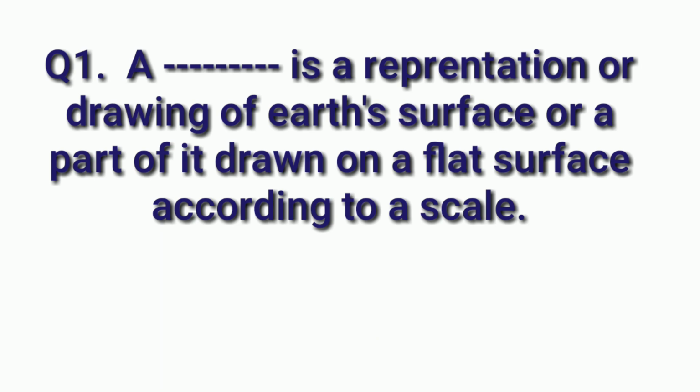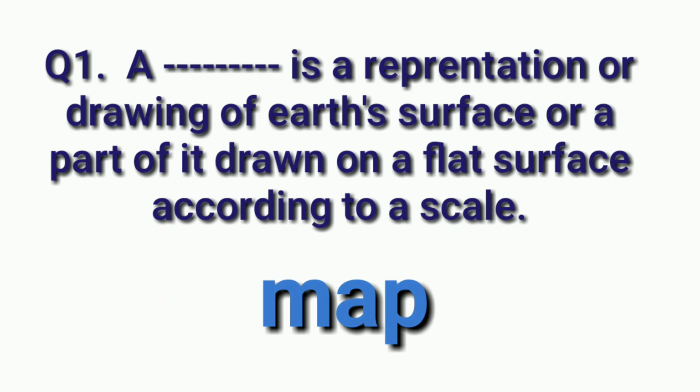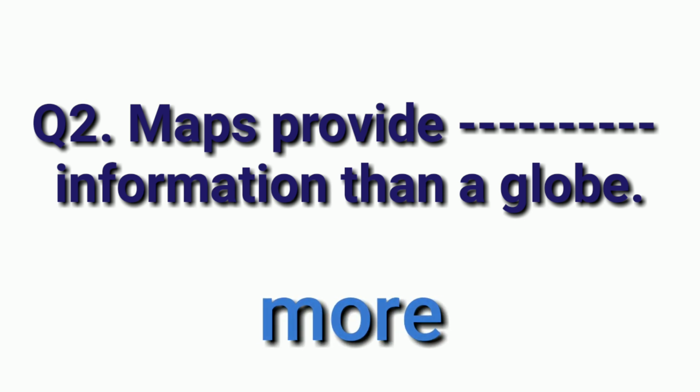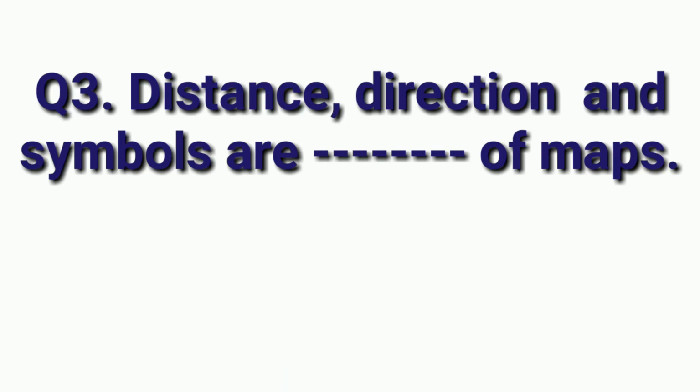First question is, a dash is a representation or drawing of Earth's surface or a part of it drawn on a flat surface according to a scale. Answer is map. Next question is, maps provide dash information than a globe. Answer is more. Maps provide more information than a globe.